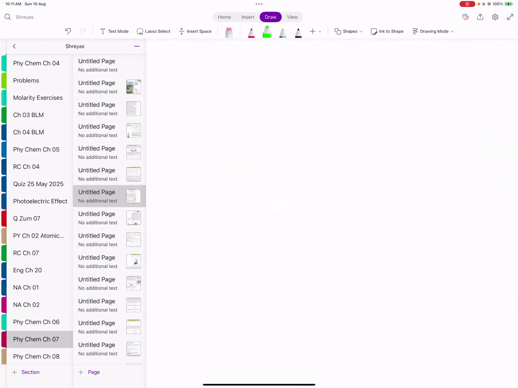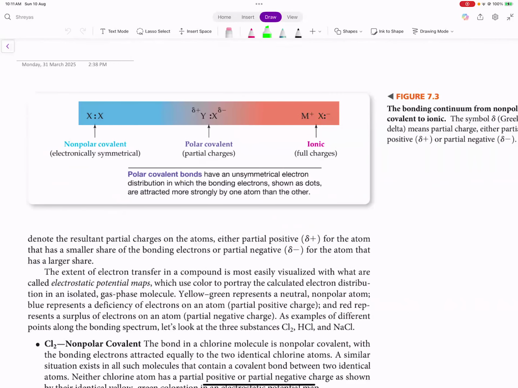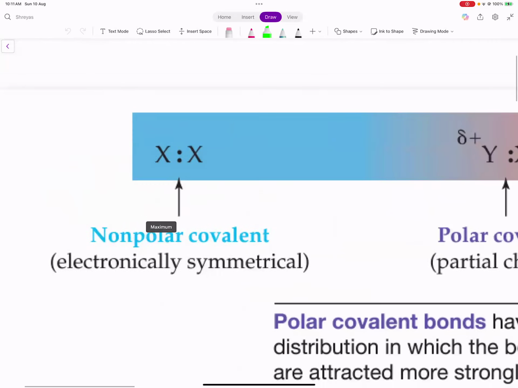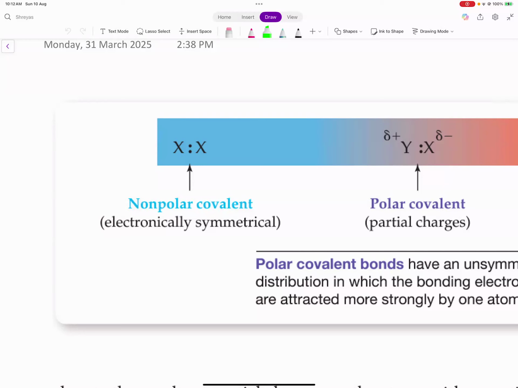So polar means polarity is there. See, this is the continuum. Initially we have non-polar covalent bond, electronically symmetrical. Here the electrons are being distributed equally between both the atoms. This is for molecules of the same atom, like chlorine and chlorine. Chlorine will bring one electron, they will make a cake, an electronic cake, and this cake is distributed symmetrically because both are chief ministers, both of them are the same.